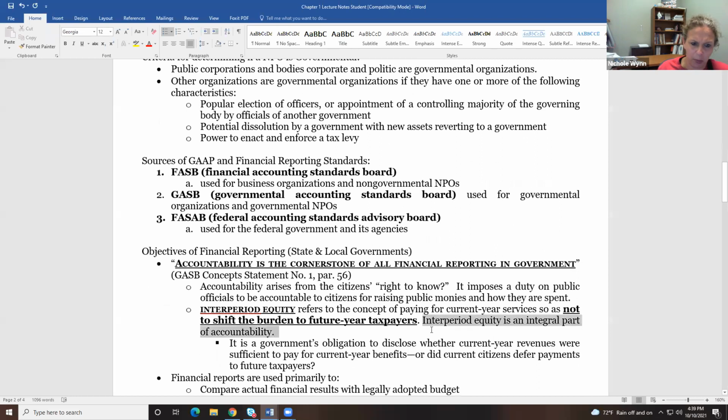So this is so important to accountability. It's the government's obligation to disclose whether current year revenue was sufficient to pay for current year benefits, or did current year citizens defer payments to future taxpayers. So we, as the government, when we do our governmental financial statements, have to disclose that, explain that. How well did we do?